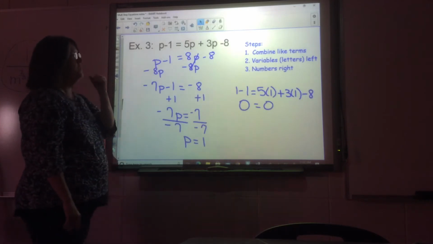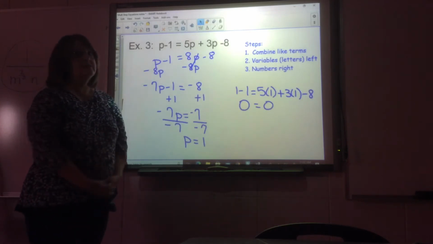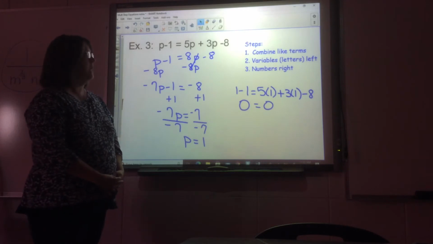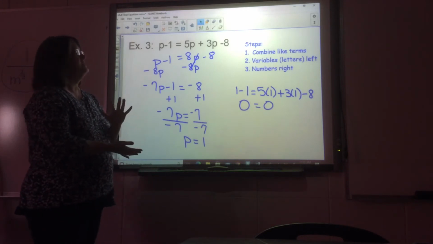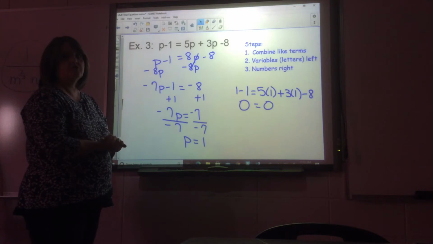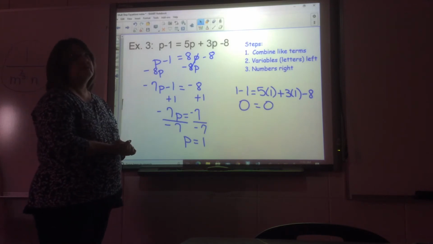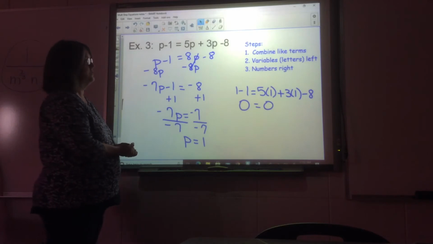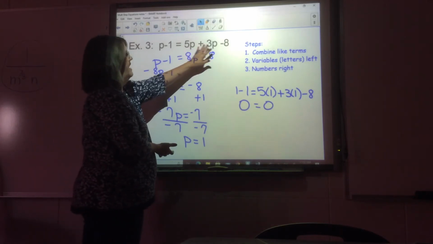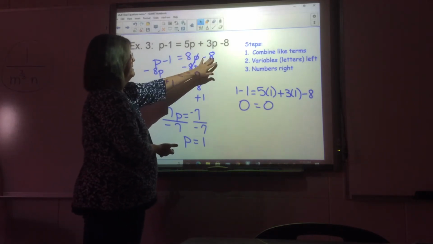All right, this one, you've got variables on both sides, but you also have some like terms to combine first. Remember, if there are like terms that need to be combined, then you need to do that first. That's your first step. So 5p plus 3p is 8p minus 8.